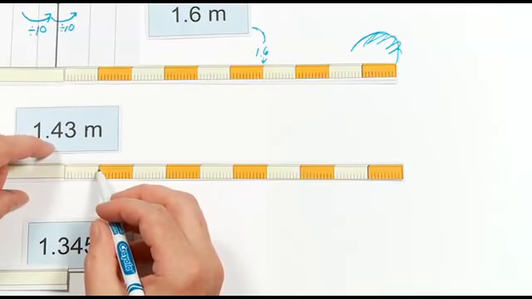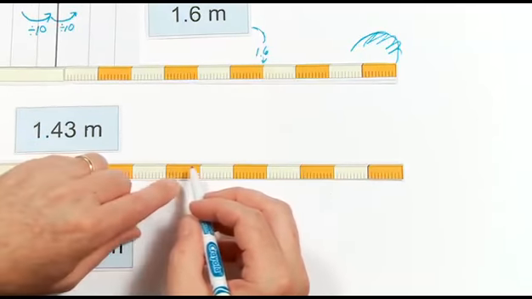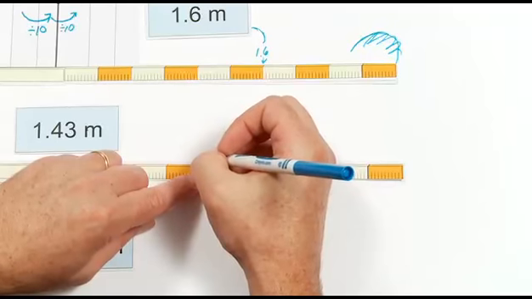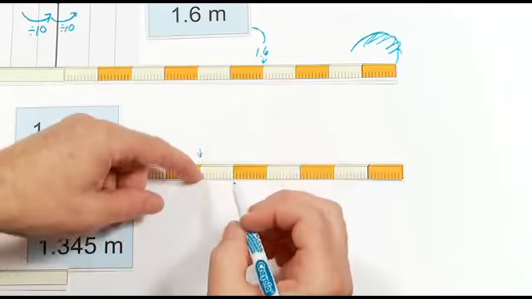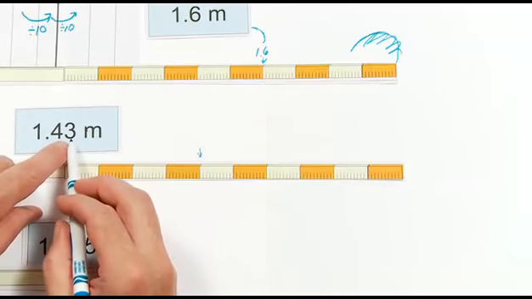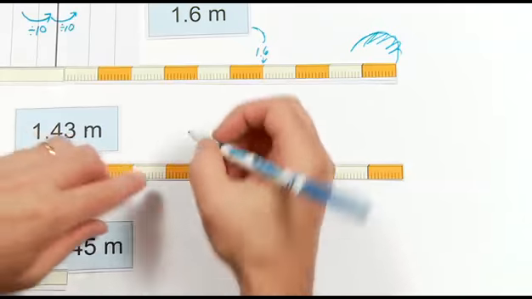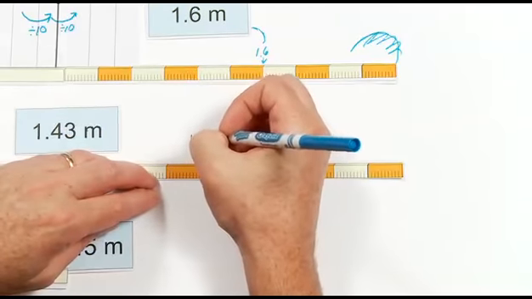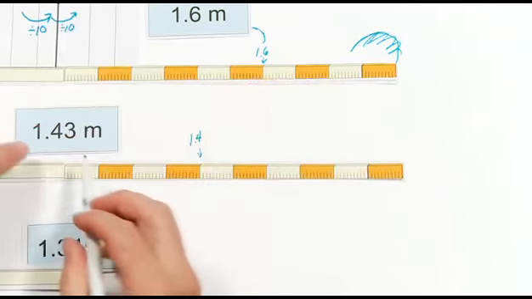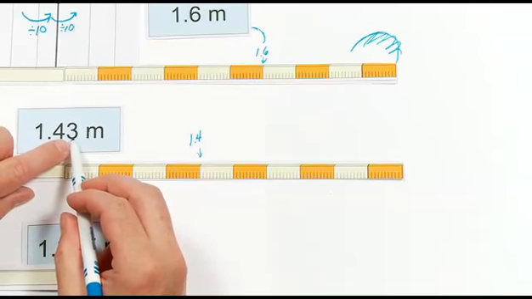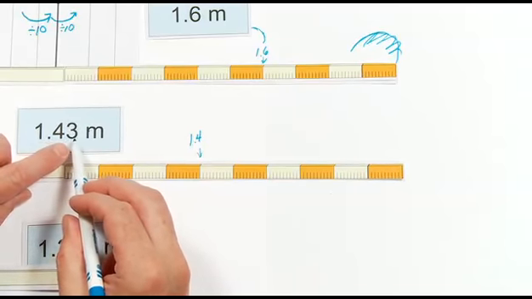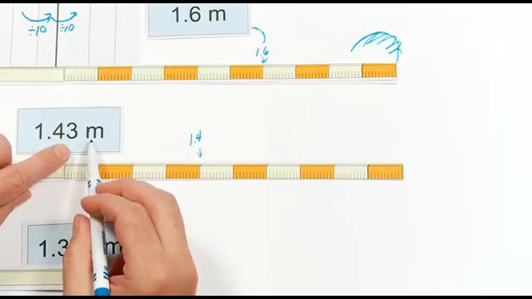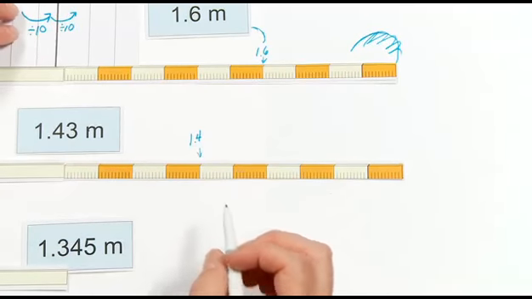1, 1/10, 1 and 2/10, 1 and 3/10, 1 and 4/10. It's going to be here, but there's a little more, isn't there? The question is, how much more than 1 and 4/10? It's 0.03 meters more. What does that mean as a fraction?